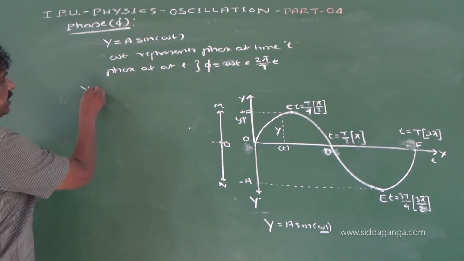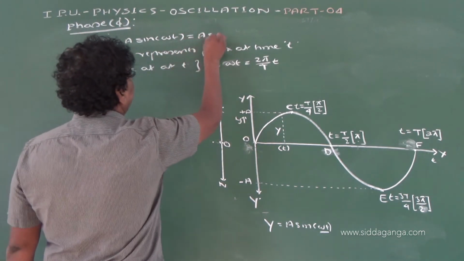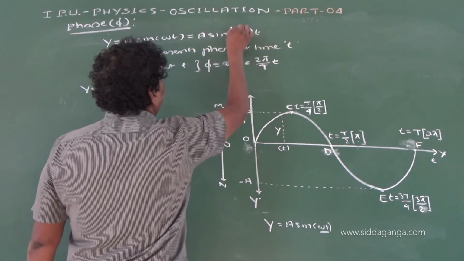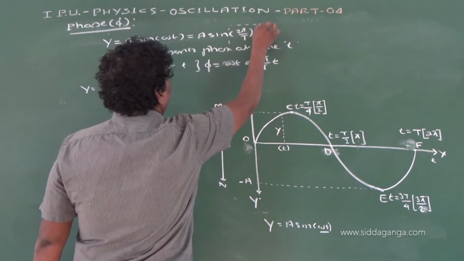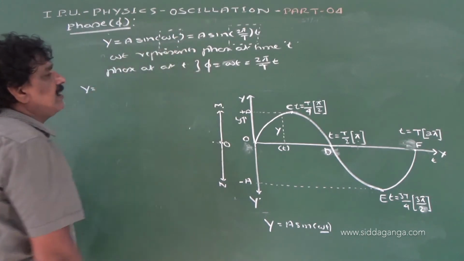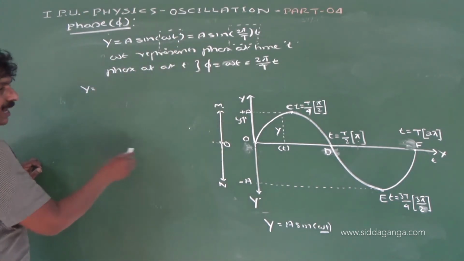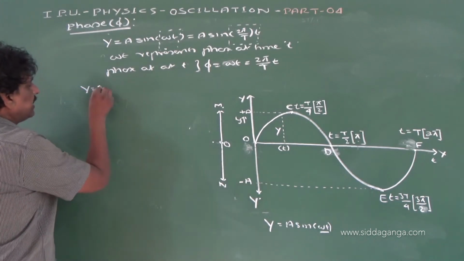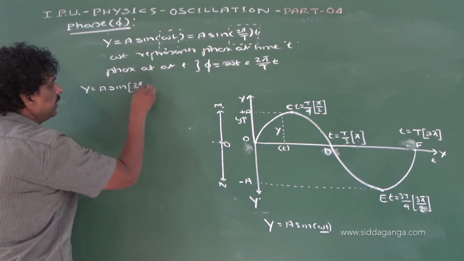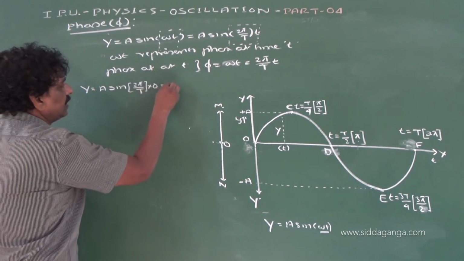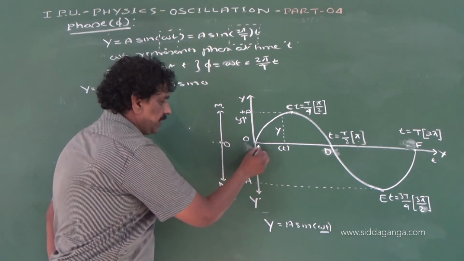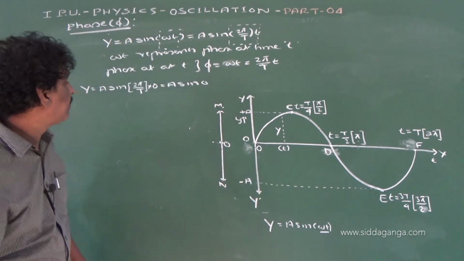Now we have y is equal to a sin 2 pi by T into t. This term is representing the phase here, omega t or 2 pi by T into t. Now at O, y is equal to a sin 2 pi by T into 0, that is equal to a sin 0. That means here the phase is 0.